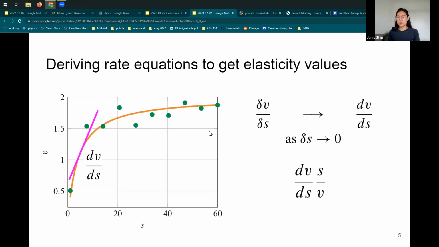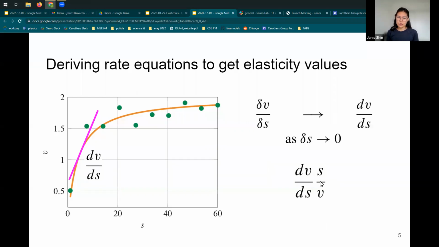In order to avoid this problem, we can use calculus to accurately describe this change in value. Therefore, we would take the derivative of V with respect to S, because the derivative means an infinitesimal change in S and an infinitesimal change in V. Again, we would also scale this ratio by multiplying with S and V. So this is how you would find your elasticity, this formula right here.